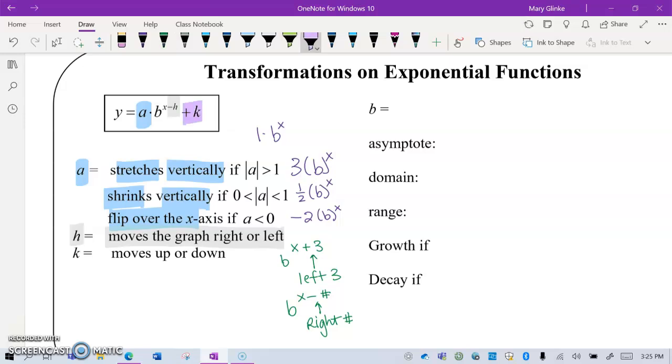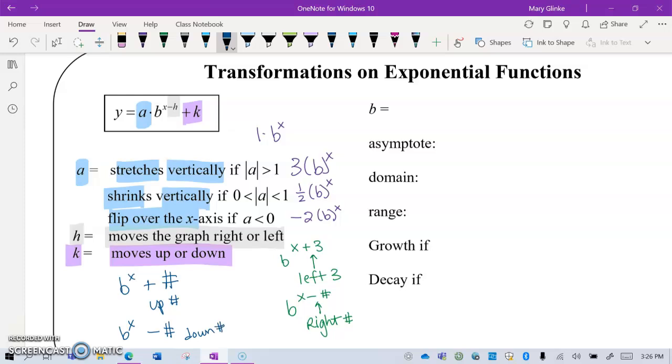Your k value is at the end. That's going to move your graph up or down. So for instance, if you had some exponential function that was plus some number, that's going to move it up. If you had something that is minus some number, that is going to move it down, however much that was.